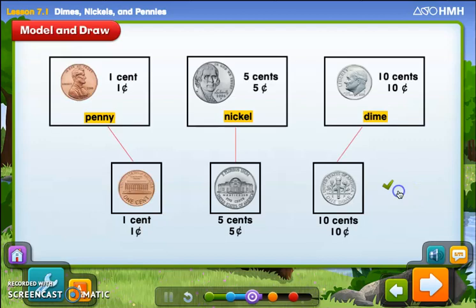Let's check our answers. Great job! A penny has a value of 1 cent. A nickel has a value of 5 cents. And a dime has a value of 10 cents.